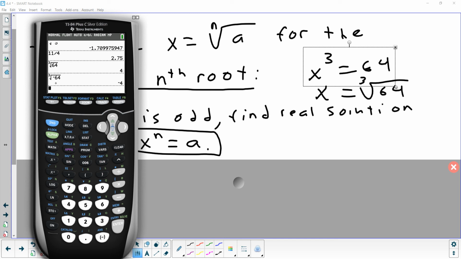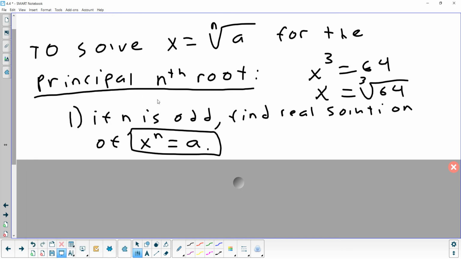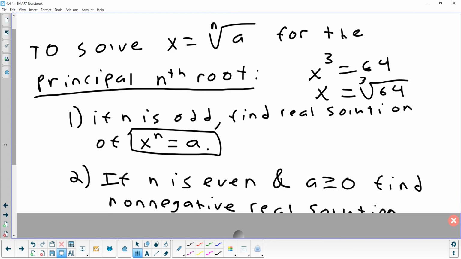Positives, negatives, or 0. I don't know why people think, well, it can't be 0. You can take the square root of 0, that's no problem. You can take the cube root of 0, that's no problem. 0 is perfectly fine to use with roots. I think people mix that up with putting 0 in a denominator. That's different. Okay, so odd root, you pretty much just plug it in and you get your answer.